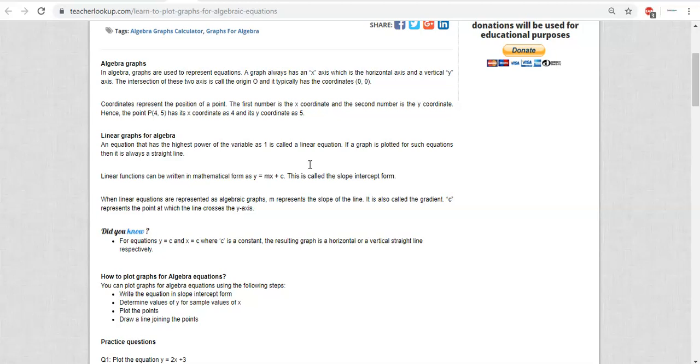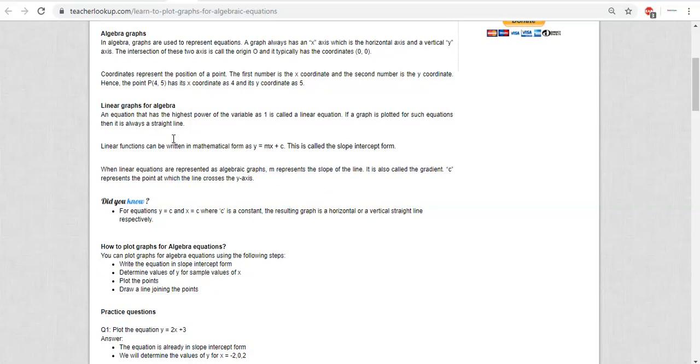Coordinates represent the position of a point. The first number is the x coordinate and the second number is the y coordinate. So for example, (4, 5): 4 is the x coordinate and 5 is the y coordinate. So x always goes first and y goes second.